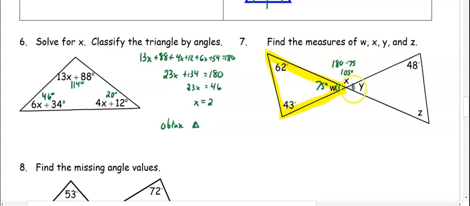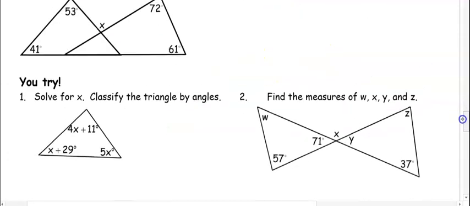We also know that w and y are vertical angles, so they are congruent. So we know that y is 75. And then to get z, we can subtract 48 and 75 from 180 to get 57 degrees.